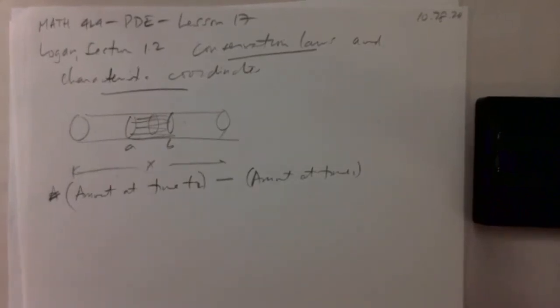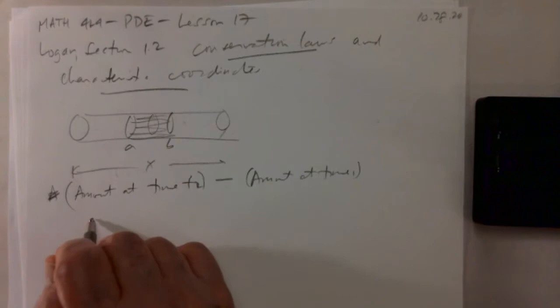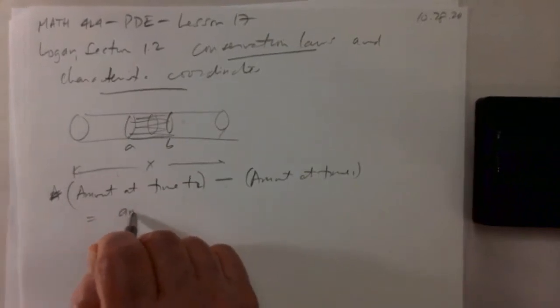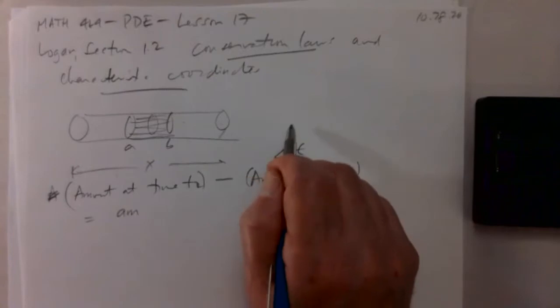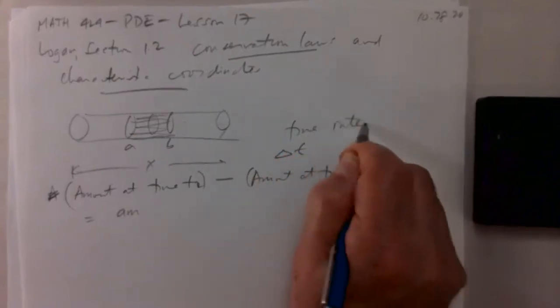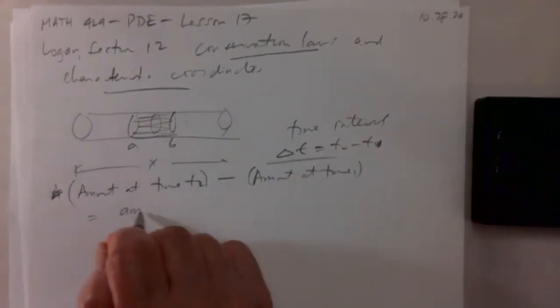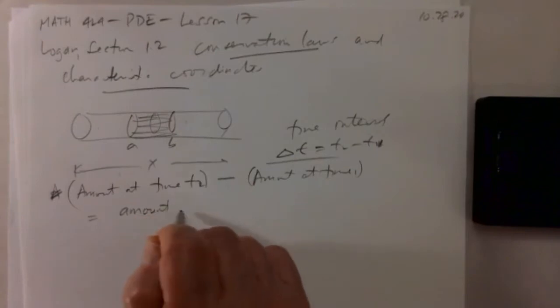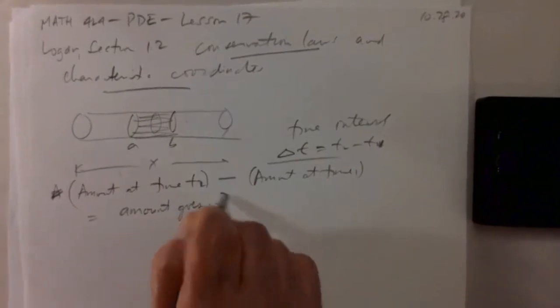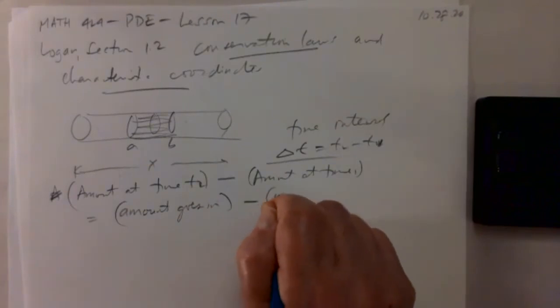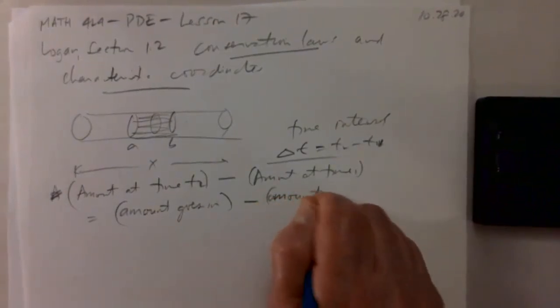And it's going to consist of, so we're looking at not the amount that's in the tube, but the difference through some small time interval. So what can we say? In this time interval, delta T from T1 to T2, we have the amount that goes in, minus the amount that goes out, right?